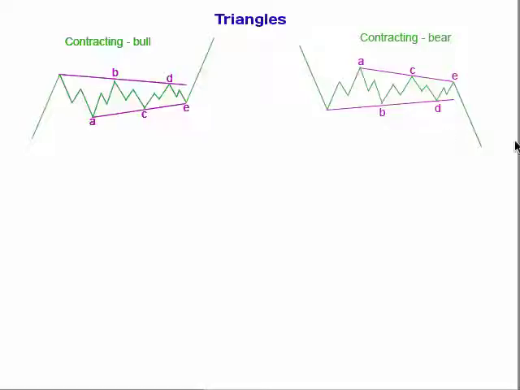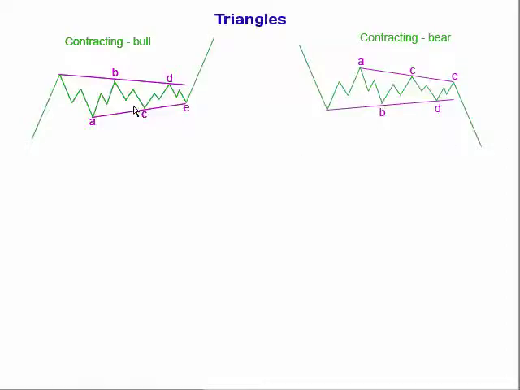And here are diagrams for a contracting triangle in a bull market. In a bull market, price moves higher and the triangle moves price against the main trend. The end of the triangle is lower than the start. In a bear market, price is moving downwards and the triangle moves price against the main trend. The end of the triangle is higher than the start of the triangle.